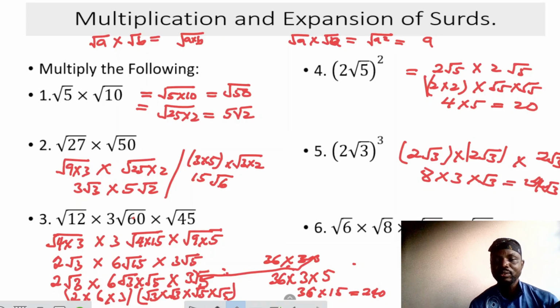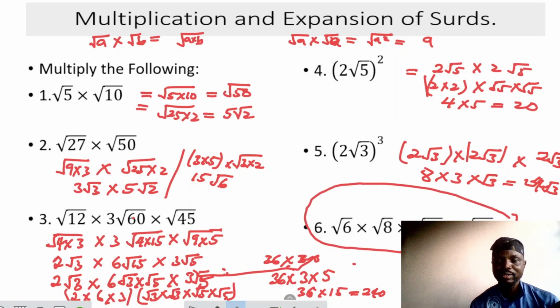24 root 3. So let's take this one as your assignment. Do it and put it on the comment section as the answer. So let me cross check.